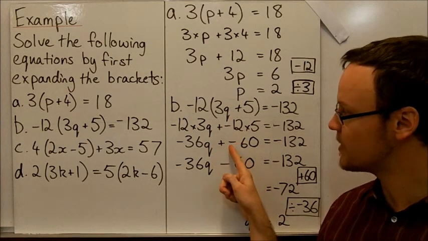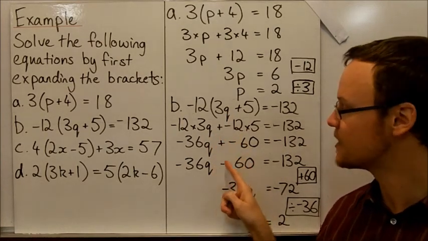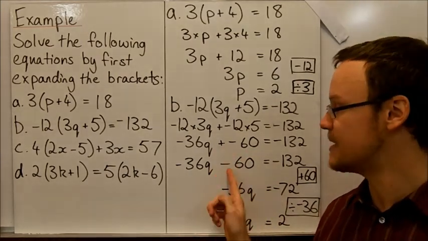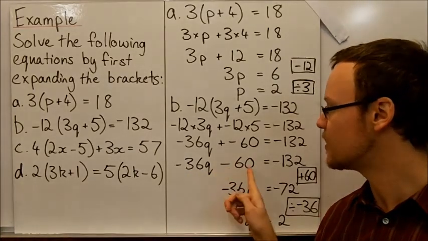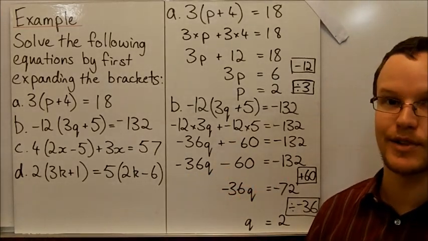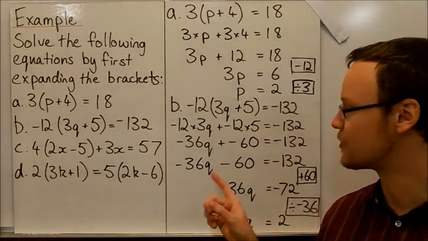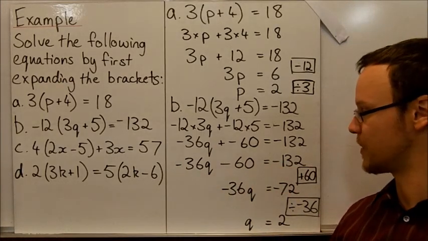So we've just expanded the brackets out there. We can simplify this plus minus to just a minus, because if we add a negative, it's the same as subtracting the number away. So we've got negative 36q minus 60 equals negative 132. Now we don't have any like terms, so we can't collect any like terms, so we can just go to the last step and solve this problem algebraically.